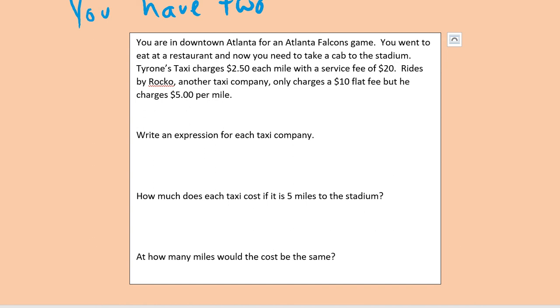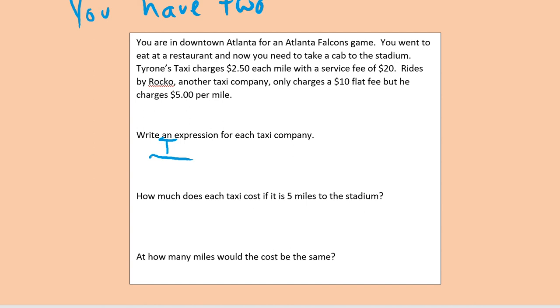We need to write an expression for each taxi company. An expression is a mathematical sentence without an equal sign. I'm going to just write a T right here for Tyrone. The number that gets the variable, the number that is going to be going with the variable, touching the variable, being multiplied by the variable, is the thing in the question that's happening over and over and over again.